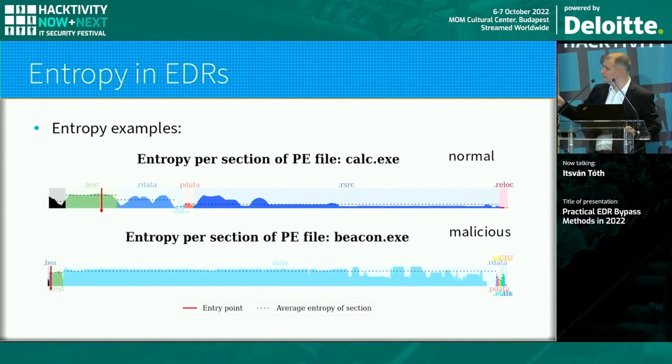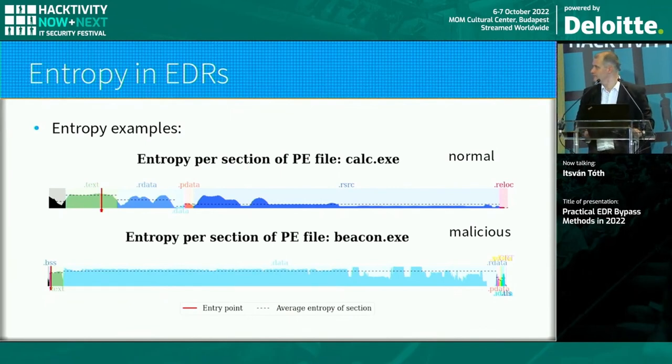You can see that the green part is the loader. It is the text section of the PE file. And the other one is the encoded or encrypted data. And you can see that the entropy is high compared to the calculator. And this one, the beacon exe, is immediately burned by most of the EDRs based on entropy detection.